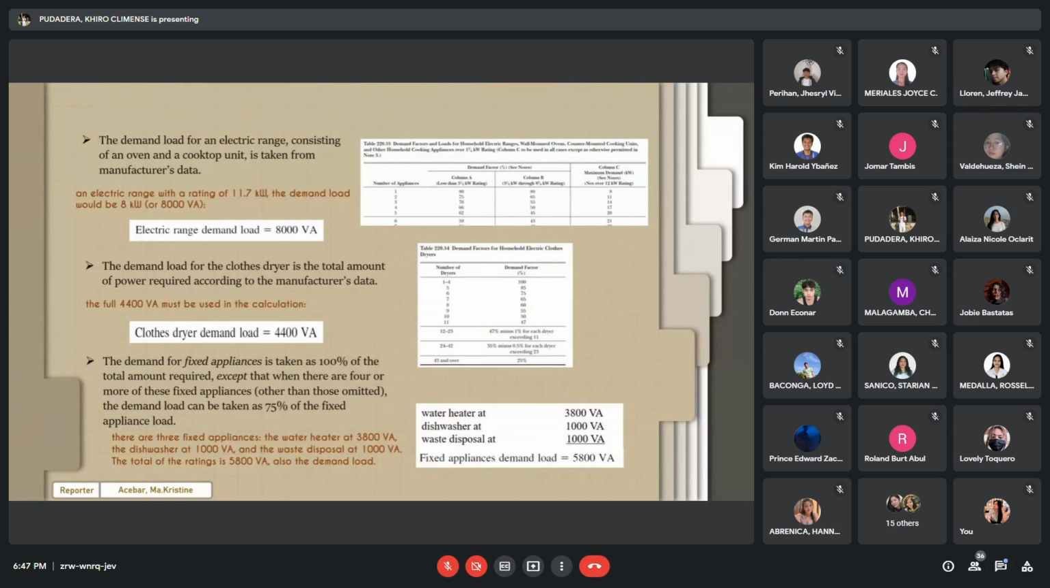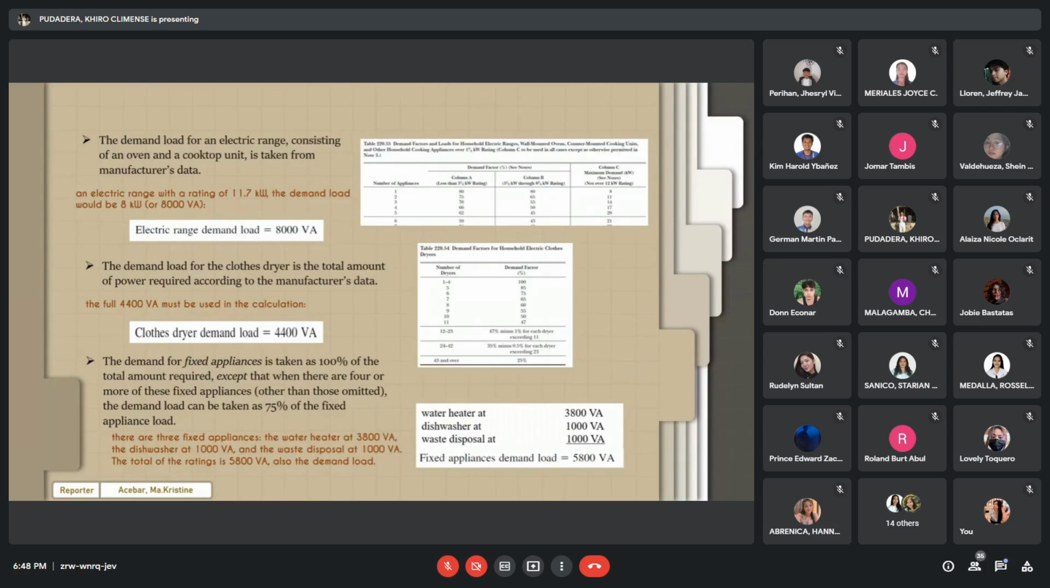The demand load for the fixed appliances other than the range, clothes dryer, and air conditioning and space heating equipment is taken as 100% of the total amount required, except that when there are four or more of these fixed appliances, other than those omitted, the demand load can be taken as 75% of the fixed appliance load. For the residential system example, there are three fixed appliances: the water heater at 3,800 VA, the dishwasher at 1,000 VA, and the waste disposal at 1,000 VA.